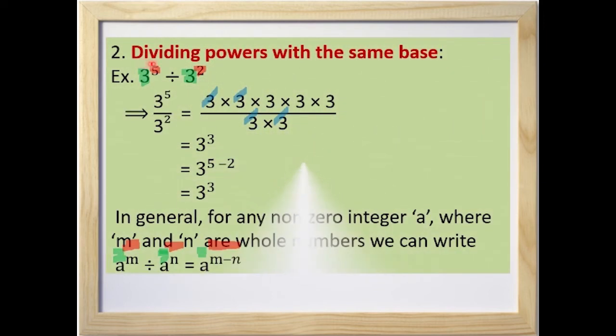Children, the second law is dividing powers with the same base. So let us take an example, 3 raised to the power of 5 divided by 3 raised to the power of 2. Here the base is same for both the powers. What is the base here? Yes, in this power the base is 3, and in this power the base is 3. And what are the exponents here? Yes, here it is 5 and here it is 2.